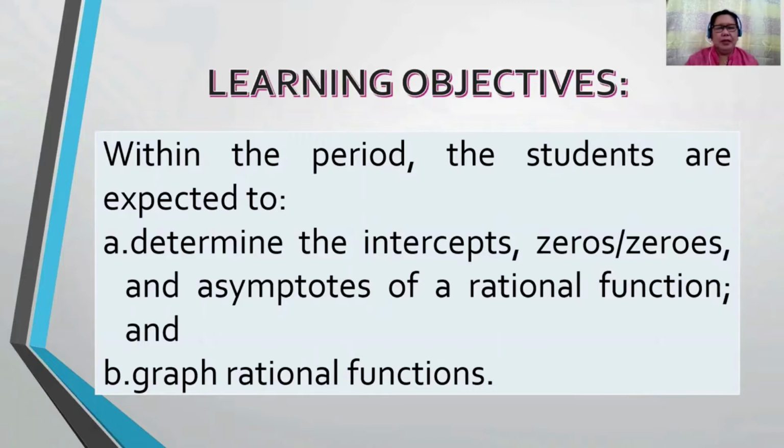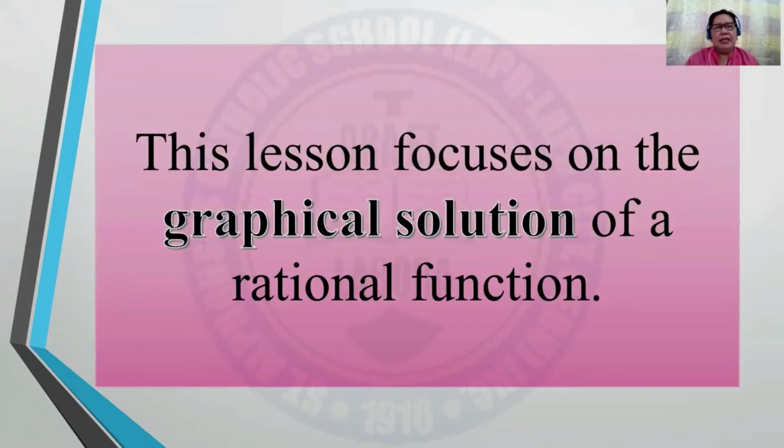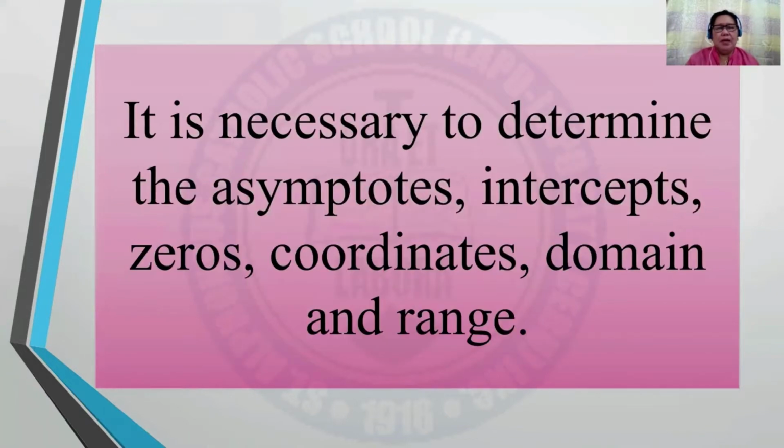graph rational functions. This is the Learning Pocket Concept Map, and we are going to focus only on the graphs of rational function. This lesson focuses on the graphical solution of a rational function, and it is necessary to determine the asymptotes, intercepts, zeros, coordinates, domain, and the range of a rational function.